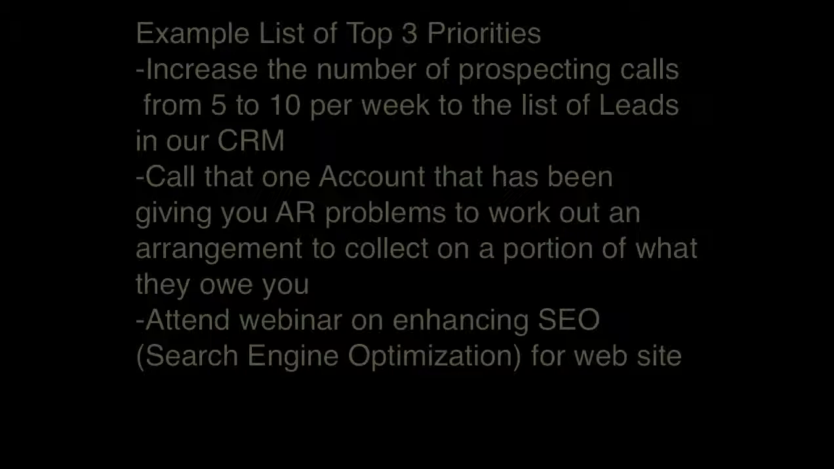Example list of top 5 priorities. Increase the number of prospecting calls from 5 to 10 per week to the list of leads in our CRM. Call that one account that has been giving you AR problems to work out an arrangement to collect on a portion of what they owe you. Attend webinar on enhancing SEO for the website.